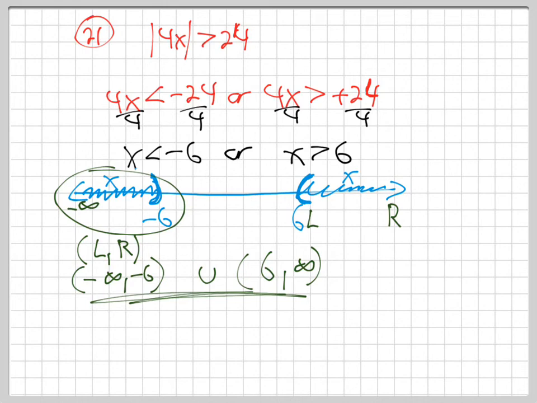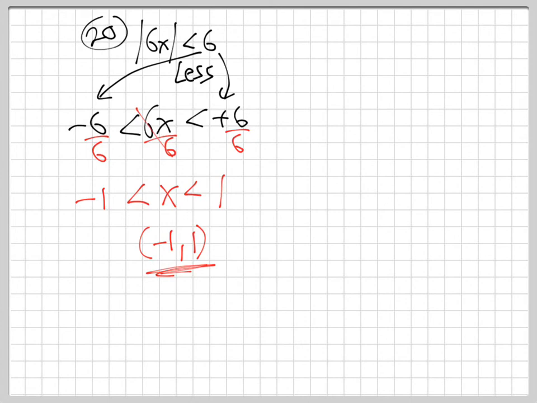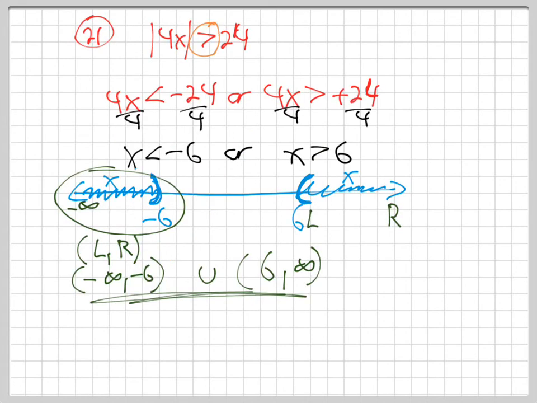So notice that the absolute value greater problems always end up with a greater number of answers. Two parentheses or brackets or whatever. Two separate answers, right? The absolute value greater end up having two x's, two shading chunks, two intervals. Whereas, come back to number 20, absolute value less than problems end up having one x, one interval. Greater has more, less has less. All flowing from that original logic we looked at.